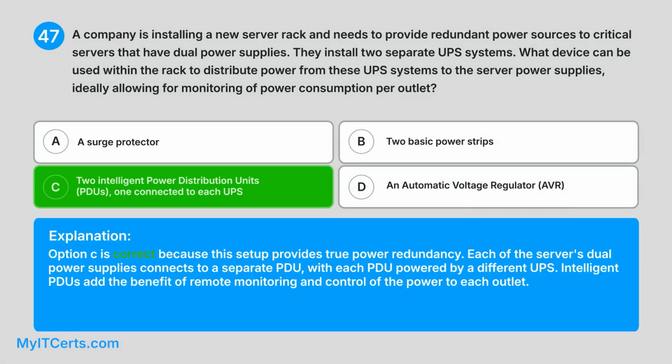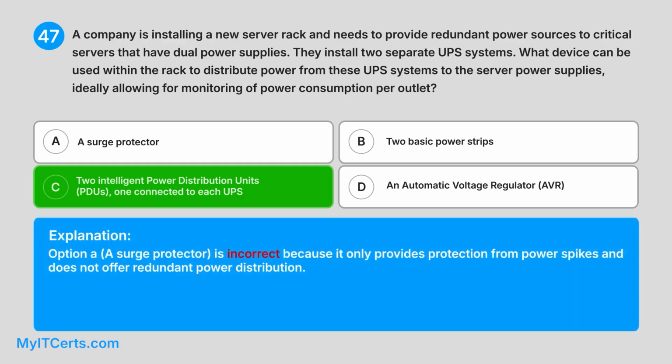Correct answer, C. Two intelligent power distribution units, PDUs, one connected to each UPS. Explanation. Option C is correct because this setup provides true power redundancy. Each of the server's dual power supplies connects to a separate PDU, with each PDU powered by a different UPS. Intelligent PDUs add the benefit of remote monitoring and control of the power to each outlet.